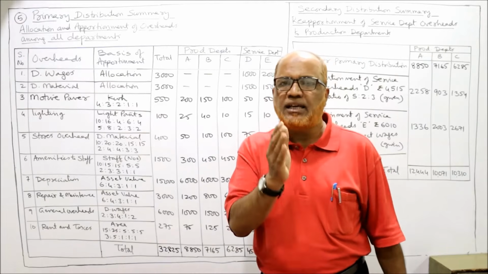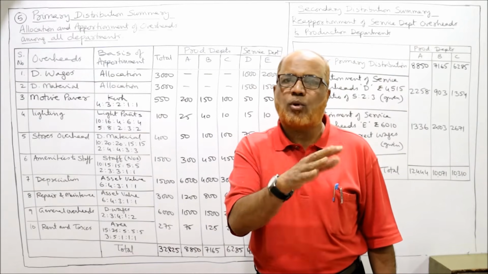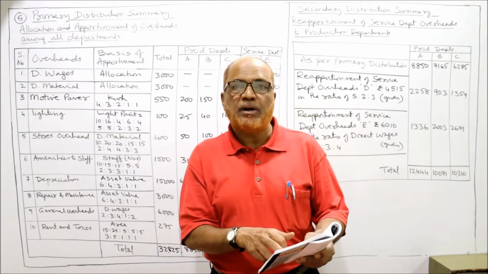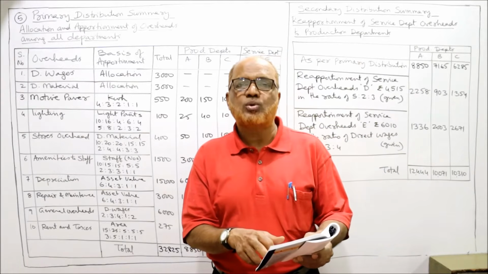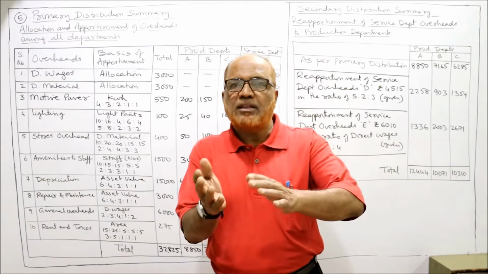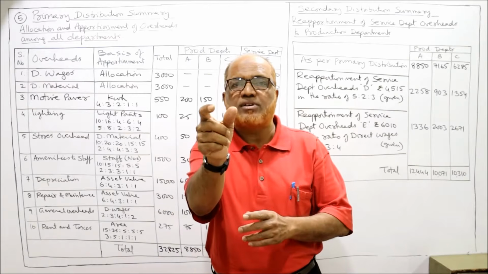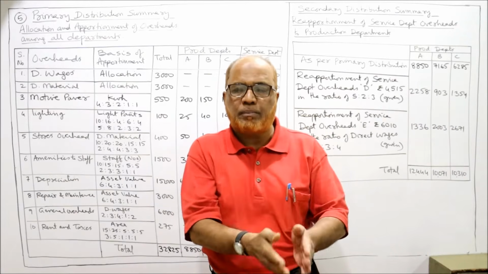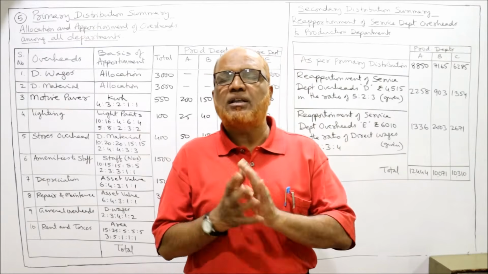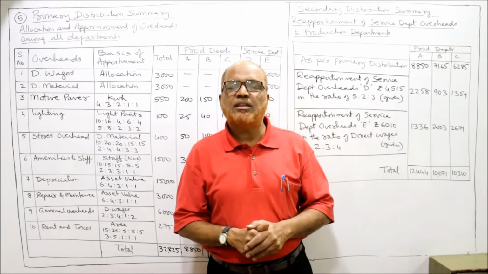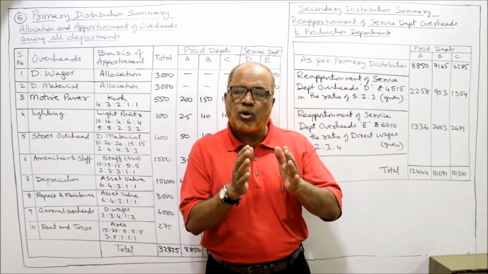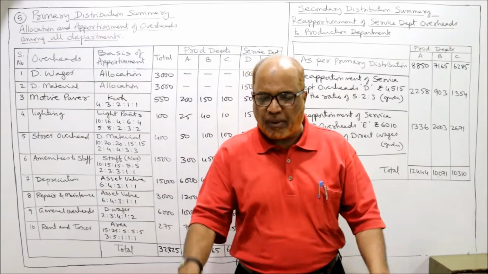So it is saying that E service department overheads will be apportioned in the ratio of direct wages, and that those of service department D in the ratio of 5:2:3 to departments A, B, C respectively. So how to make the reapportionment of service department overheads to production departments, specifically given which ratio we have to use. But before making the secondary distribution, we have to make the primary distribution. That means allocation and apportionment of overheads among all departments.